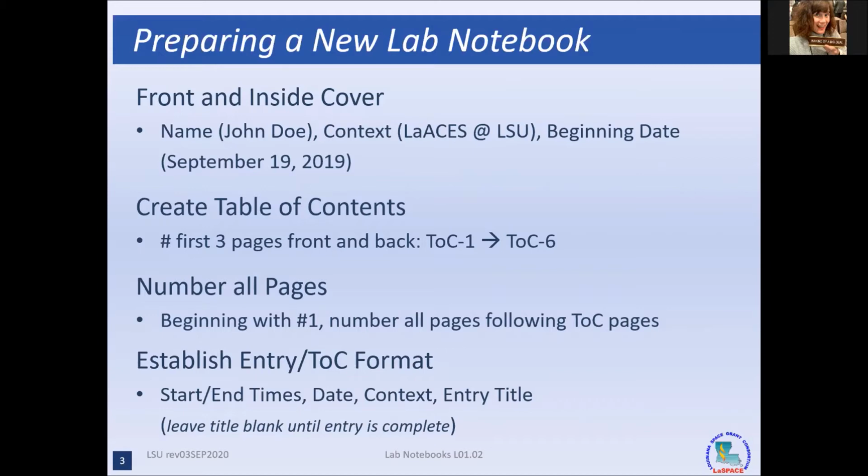You're going to take the first 3 pages, front and back pages, so 6 pages, and you're going to call that your table of contents pages. You're going to number that TOC 1 through TOC 6. Then you're going to number the pages, just regular numbers, number 1 through the rest of the book.